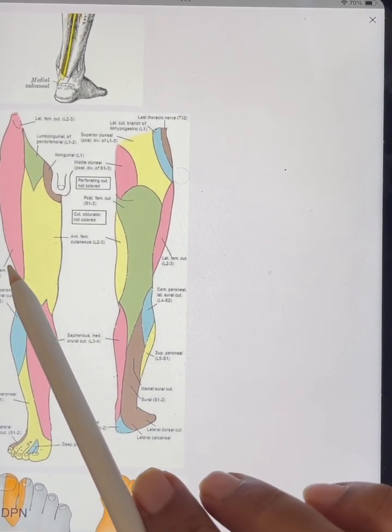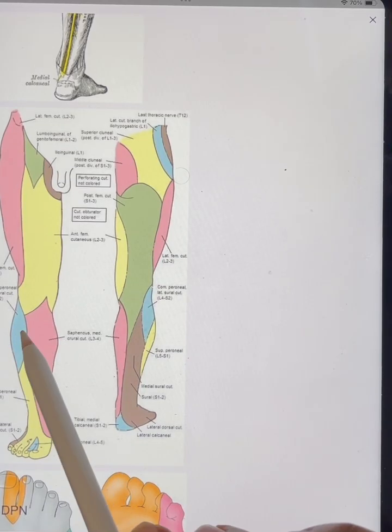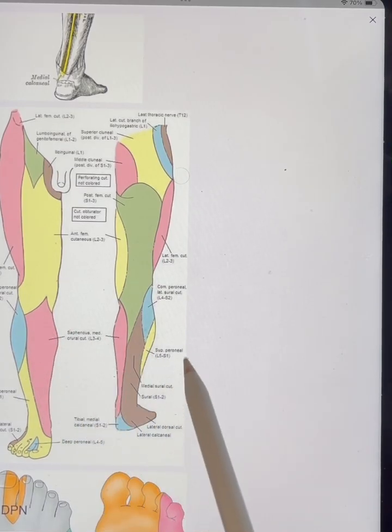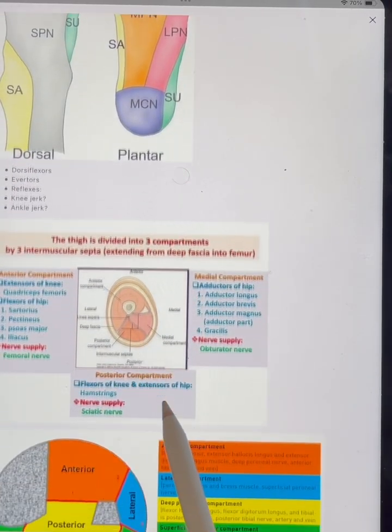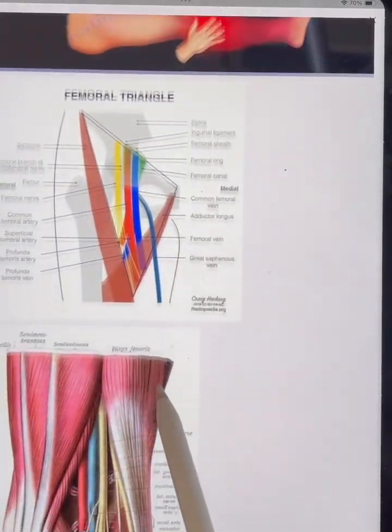This is the anterior of the thigh. This is the lateral thigh. This is the medial cutaneous nerve. This is the lateral thigh. This is the nerve supply of the sole. These are the compartments of the leg. This is the femoral triangle.